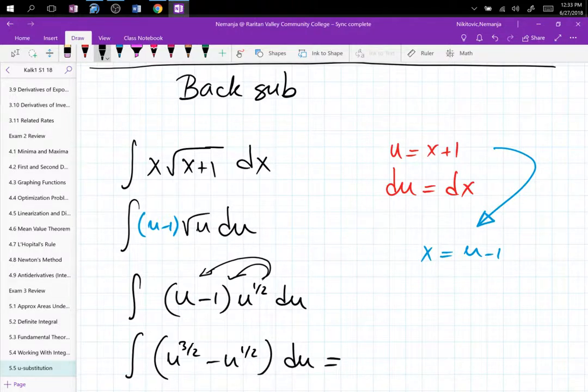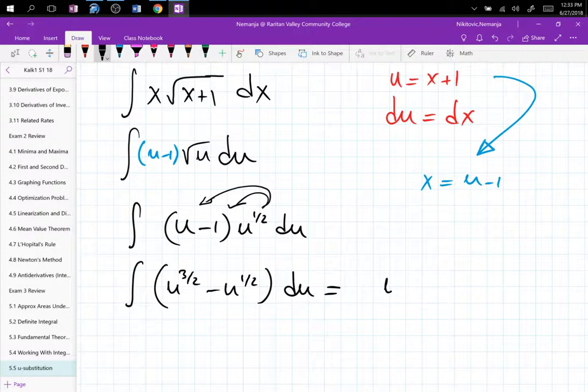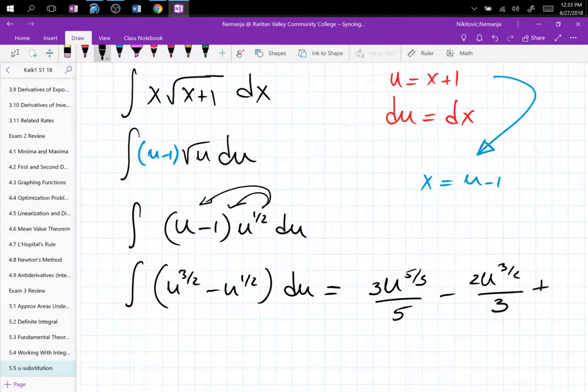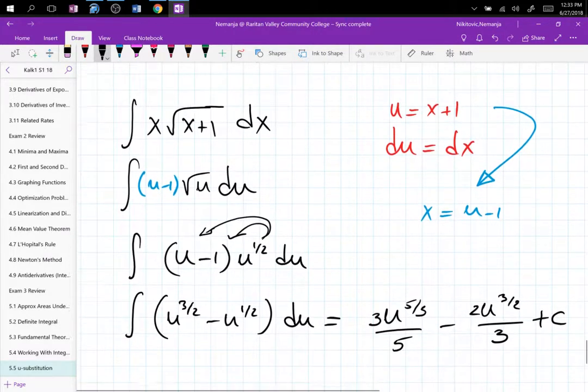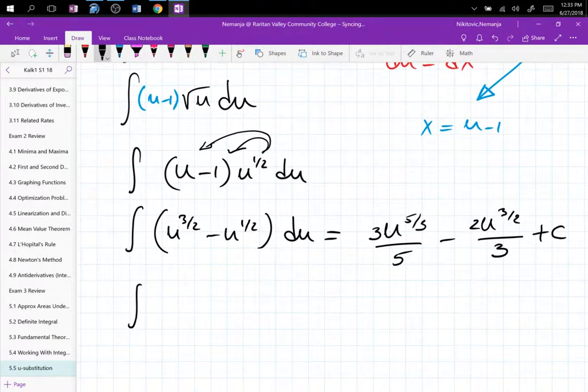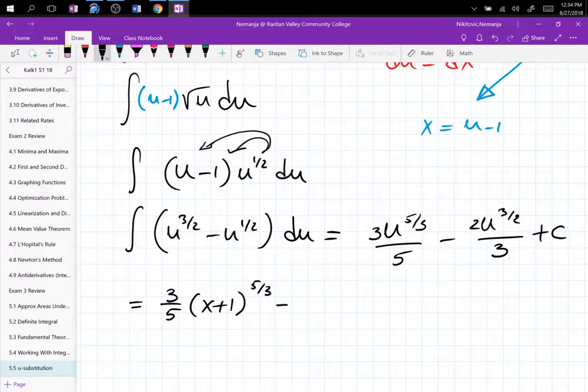And now this becomes a basic problem, because you have u to the 5/2 divided by 5/2 minus u to the 3/2 divided by 3/2, plus c. Clearly, bring x plus 1 back. So that is equal to 2/5 (x plus 1) to the 5/2 minus 2/3 (x plus 1) to the 3/2 plus c.